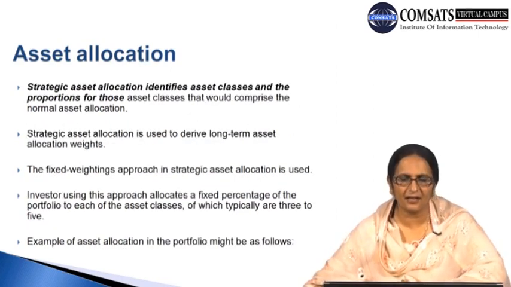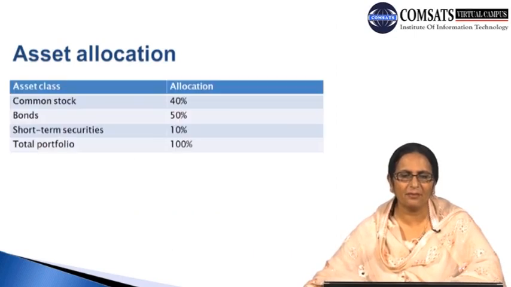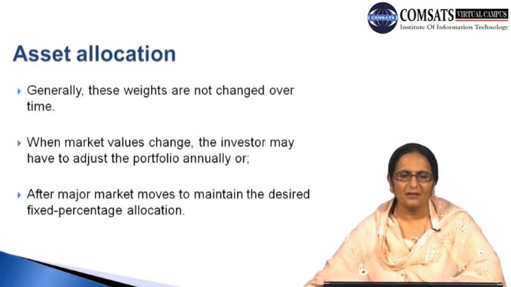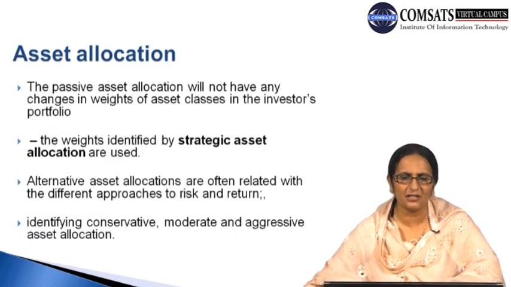One is strategic asset allocation and the second is tactical asset allocation. Strategic asset allocation identifies asset classes and proportions for those asset classes that could comprise the normal asset allocation. It is used to derive long-term asset allocation weights, and then we have the table for the allocation of the weights to different stocks. Generally the weights do not change over time. When the market value changes, investors may have to adjust the portfolio annually. Tactical asset allocation produces temporary asset allocation weights that occur in response to temporary changes in capital market conditions, and investors' goals and risk-return performance are assumed to remain unchanged in this respect.